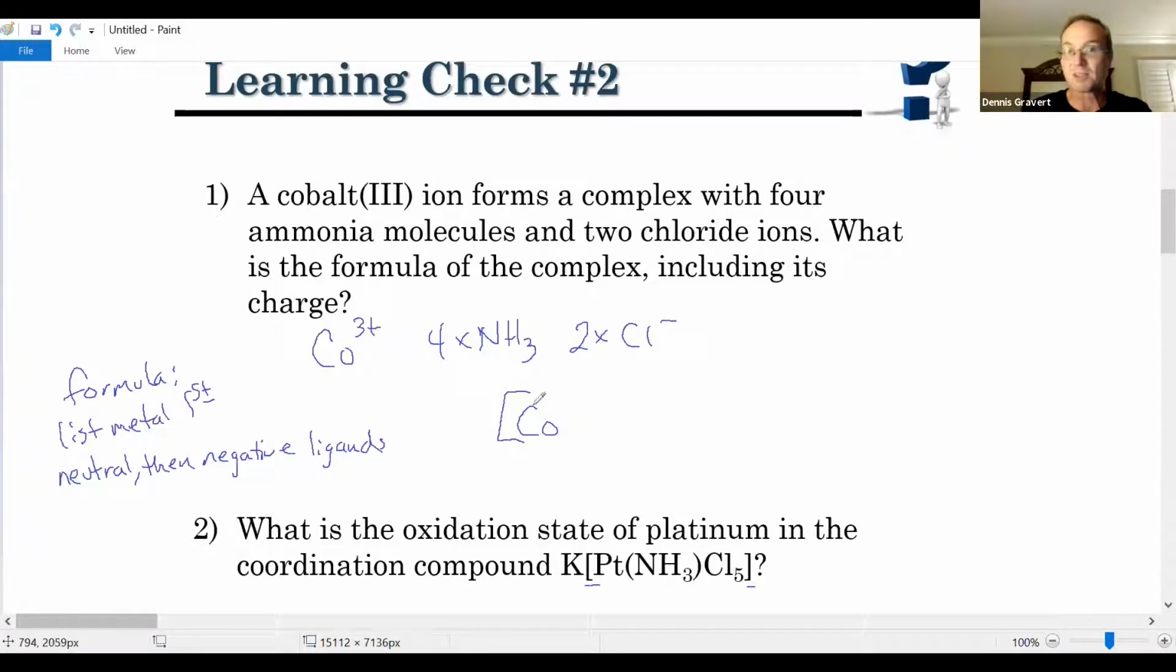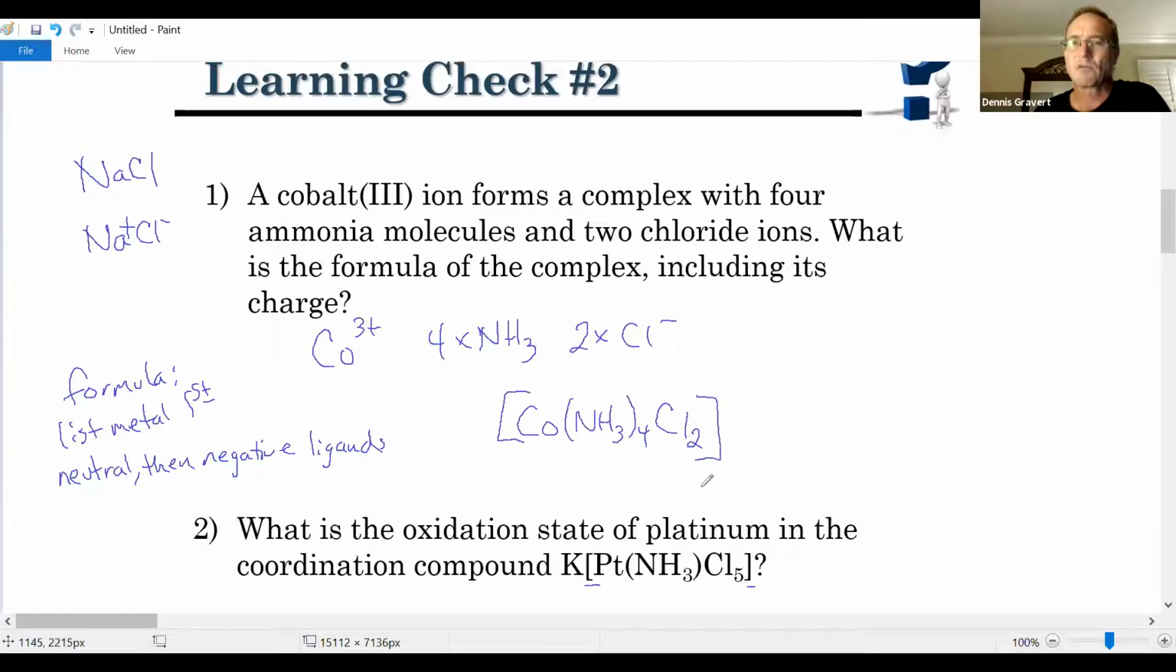So I know the cobalt's +3, but don't put it here in the formula, right? When you write table salt, that's the formula for table salt. You don't list the charges in the chemical formula. Okay, it's got 4 ammonias, so put ammonia in parentheses and put a little 4 down there. Yep, 4 ammonias. And chloride, leave off the minus sign. You don't have to put parentheses around this single atom. Just put a 2 there and then put it all in brackets.